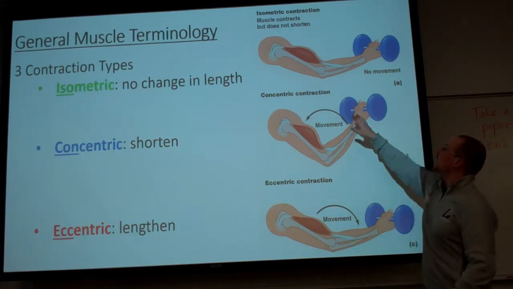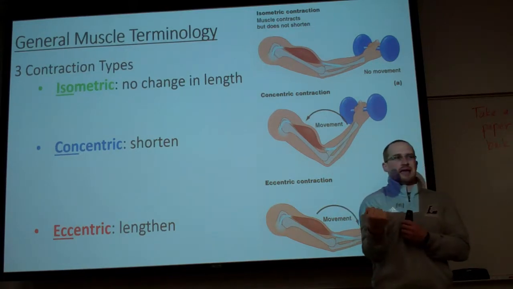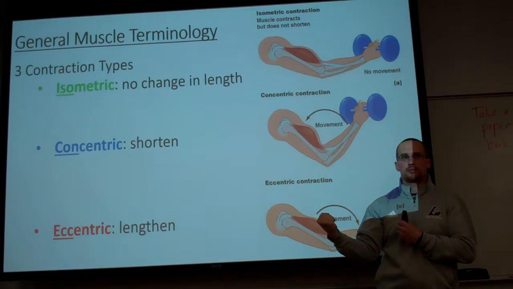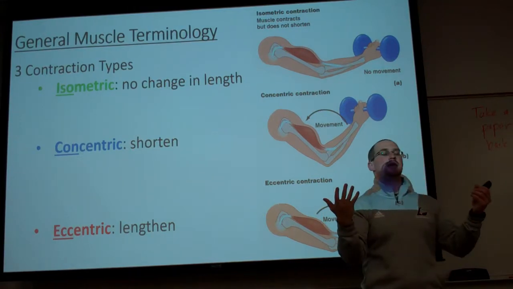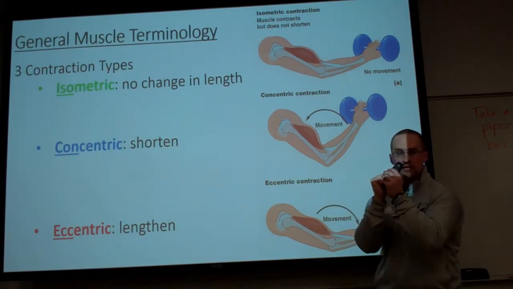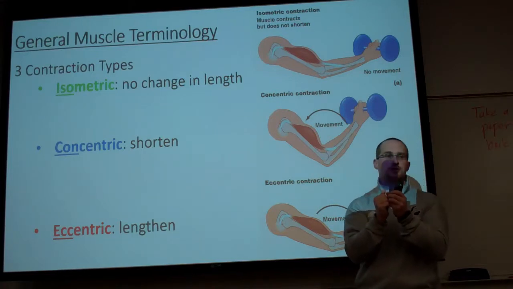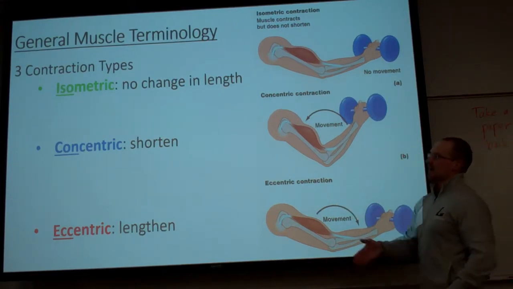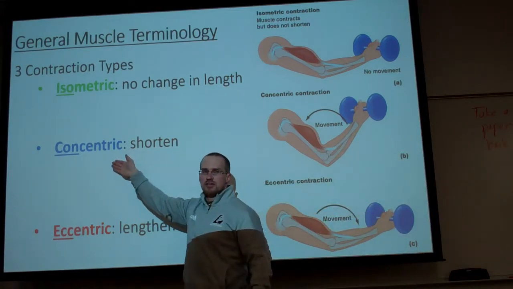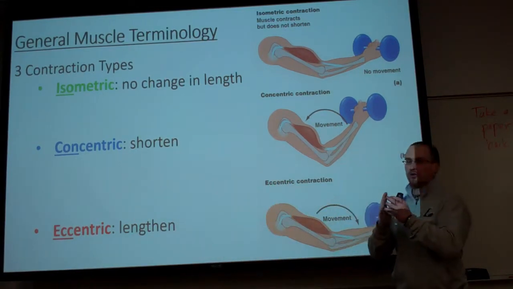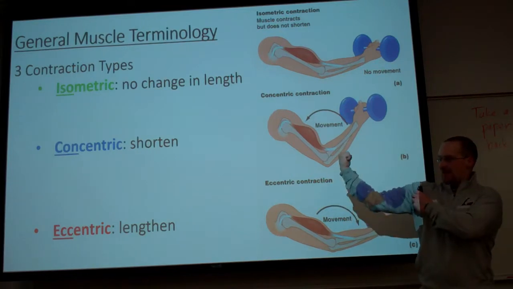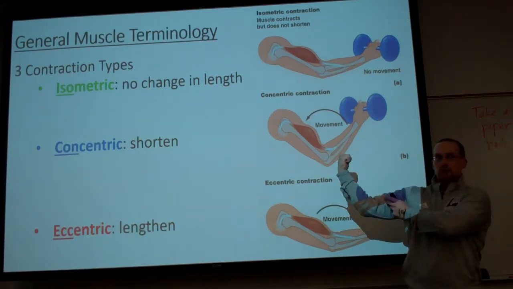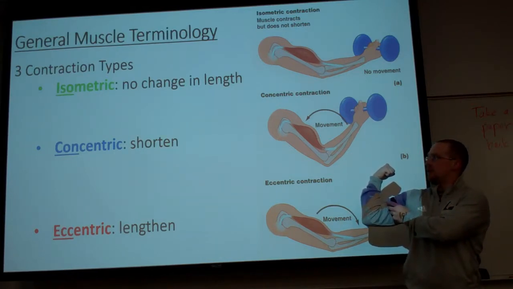So essentially, if I just had a dumbbell and I held it in my hand here, that would be an isometric contraction. Another example would be doing a plank for time. That would be an isometric contraction. Concentric contractions are the most common. That's when the muscle shortens. So as I'm doing a bicep curl, my bicep muscle is getting shorter. So that's concentric.